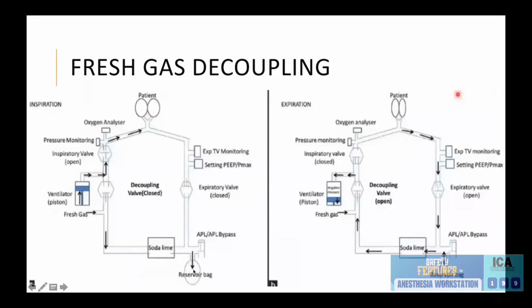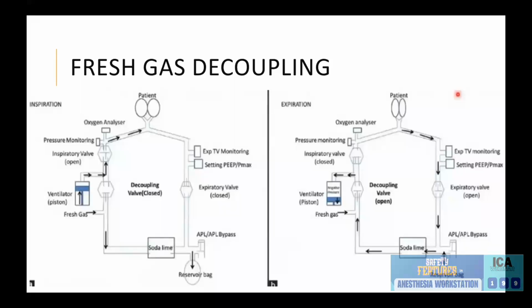Here, the fresh gas goes into the reservoir bag. So during inspiration, as you can see, the reservoir bag is filled because fresh gas is diverted here. Whereas during expiration, this fresh gas from the reservoir bag, which was collected here, goes into the ventilator, because the decoupling valve is open. So during expiration, the reservoir bag collapses, right? So it is at this point of time that you can see how the patient's respiration is going, how the bag is moving, how the ventilator is working.